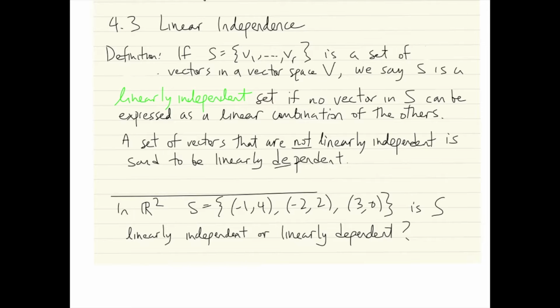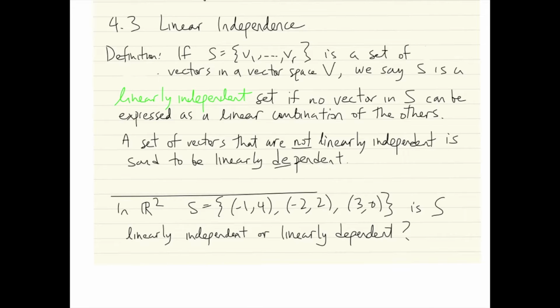Continuing with section 4.3, let's talk about linear independence. Here's the definition. A set of vectors in a vector space V is said to be linearly independent if no vector in that set can be expressed as a linear combination of the other vectors in the set. A set of vectors that are not linearly independent is said to be linearly dependent.